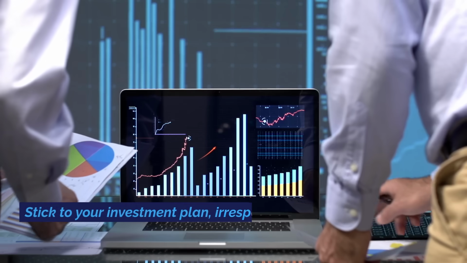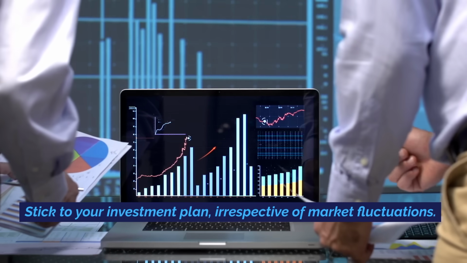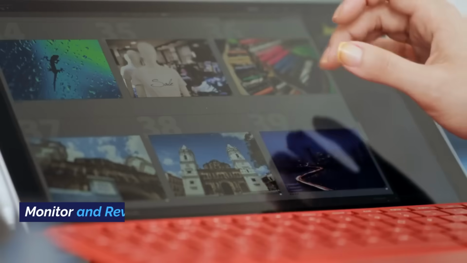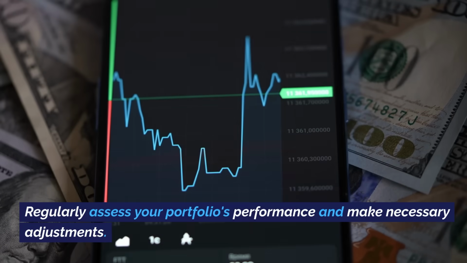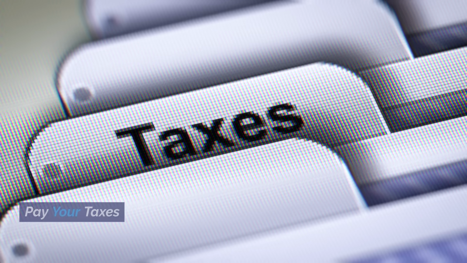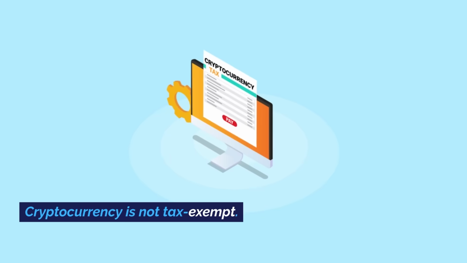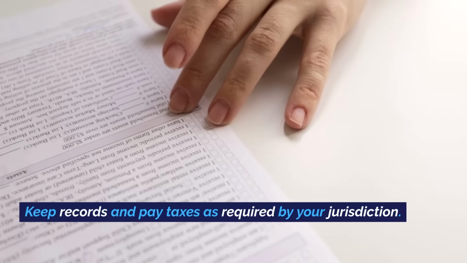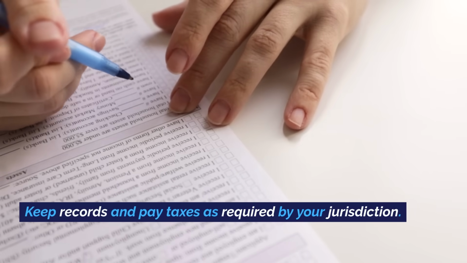Stay disciplined. Stick to your investment plan, irrespective of market fluctuations. Monitor and regularly assess your portfolio's performance and make necessary adjustments. Pay your taxes. Cryptocurrency is not tax exempt. Keep records and pay taxes as required by your jurisdiction.